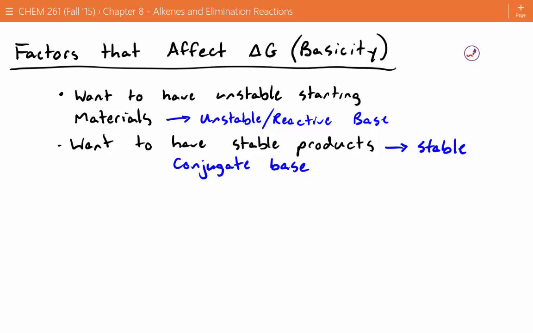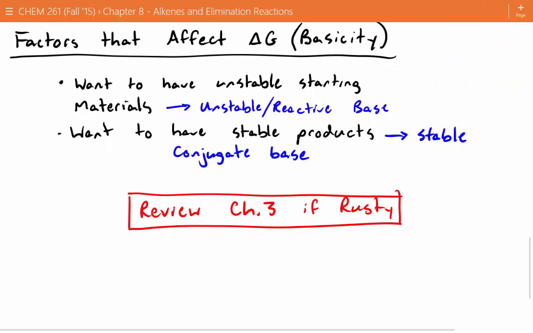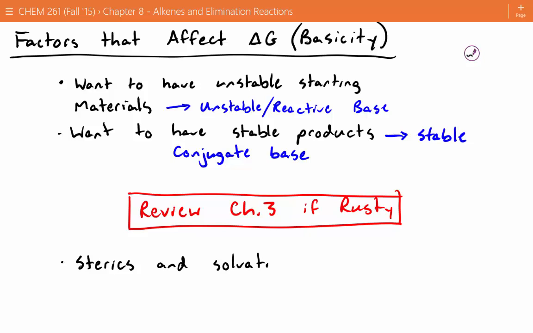We're not going to spend a lot of time covering this because we already covered this in chapter 3, how to analyze the stability of our starting acids or bases and the stability of our conjugate base or conjugate acid. But review chapter 3 if you're rusty. I know some people are a little rusty. But we need to use the same concepts that we covered in chapter 3 in this chapter. Another thing that I mentioned was that sterics and solvation only play a small role. Acid-base chemistry is going to be the quickest chemistry. That implies that it has a relatively small activation energy, assuming we're using a strong base. We're not really concerned with the activation energy, only that difference.